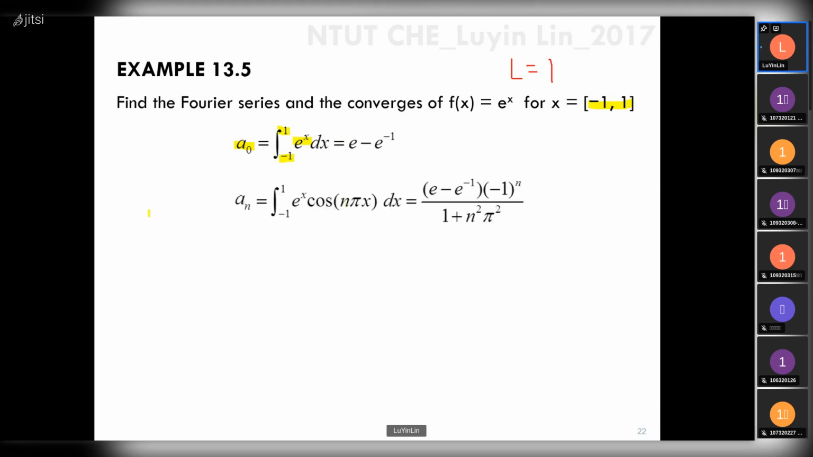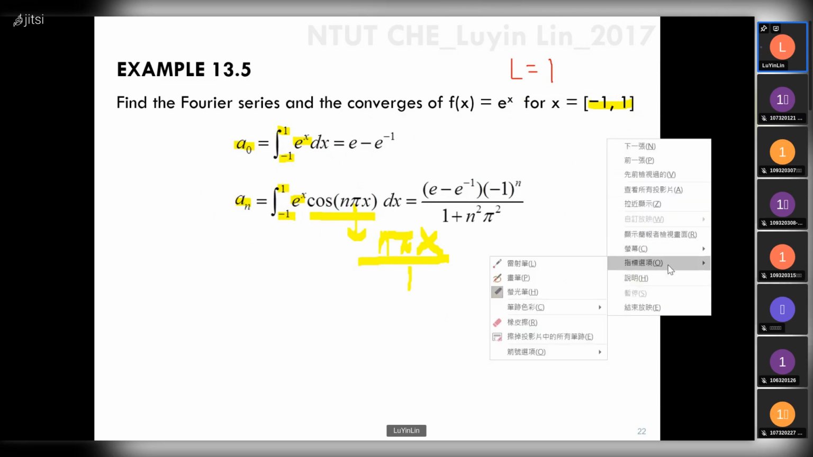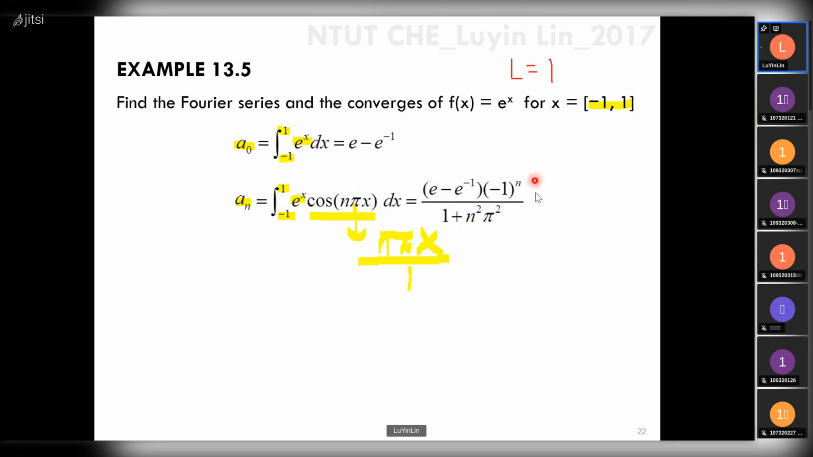Then find the an. So for an, f of x here, from minus L to L, which is -1 to 1. And for an, you have to multiply by cosine of n pi x over L, right? L is 1, so n pi x over L is n pi x. Okay, and do the calculation. Please do it by yourself.